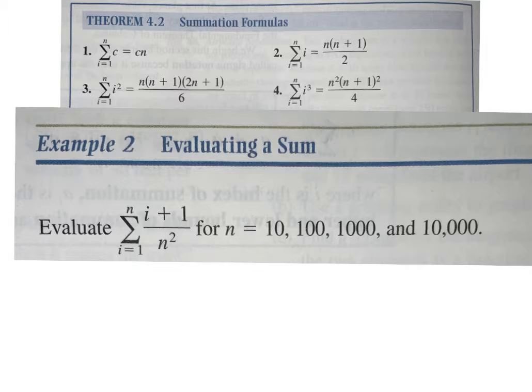Now, I don't know about you, but I do not want to add the numbers from 1 to 10 even for (i + 1)/n², okay? So I definitely don't want to do it for 10,000. So we're going to reduce this to just something with n, where we could just plug in the 10, the 100, the 1,000, and the 10,000.